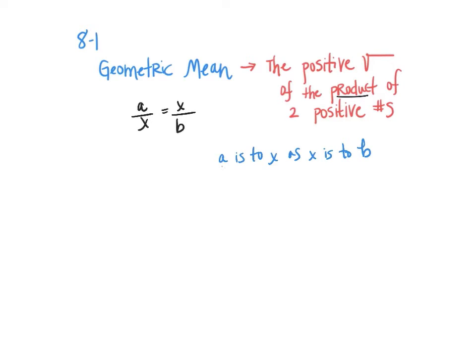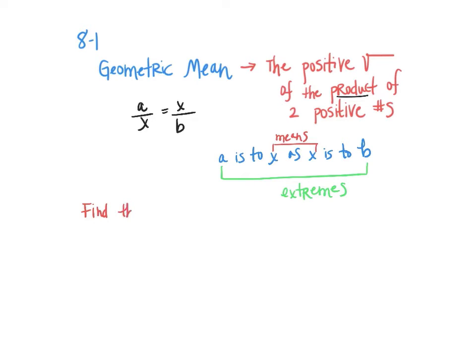So that first term and that last term that I read, those are referred to as the extremes. And those middle terms that I read, they happen to be the same. Those are the means. And so anytime those terms are the same and we're dealing with all positive numbers, that is a geometric mean.